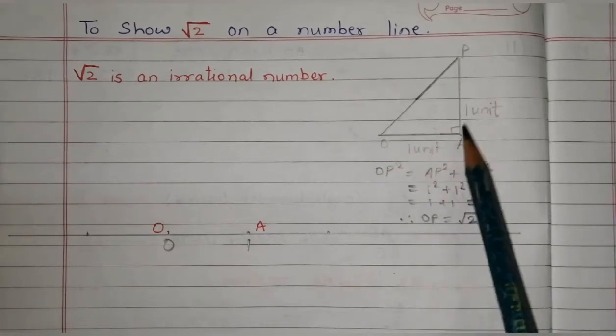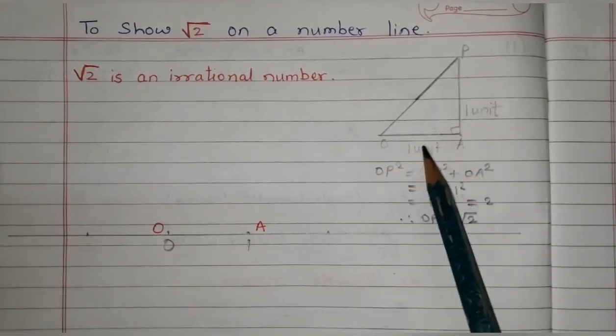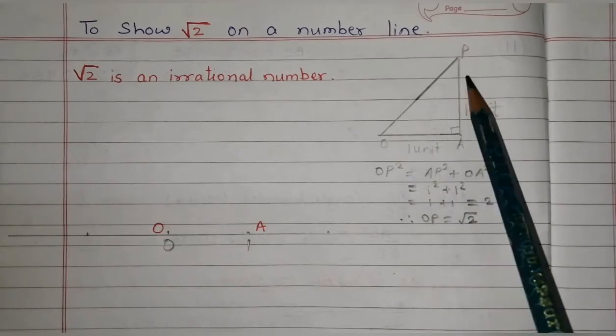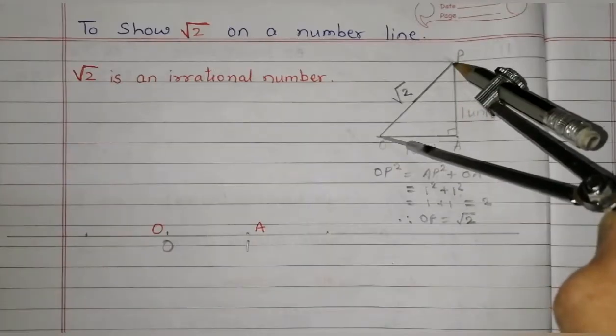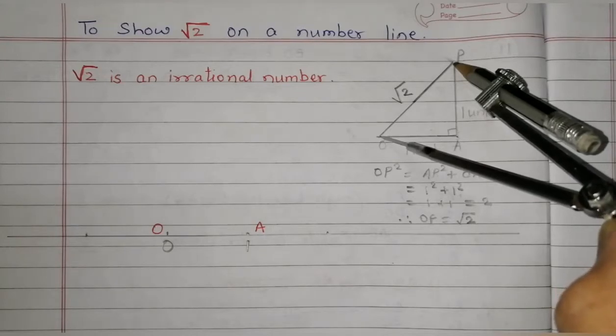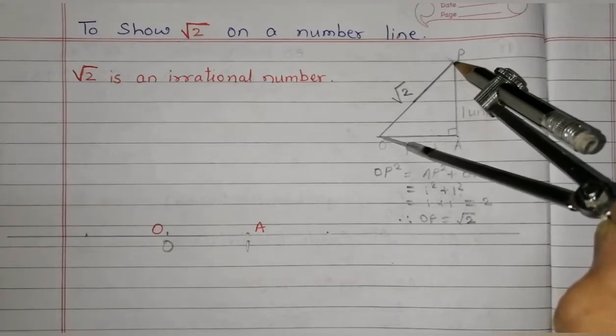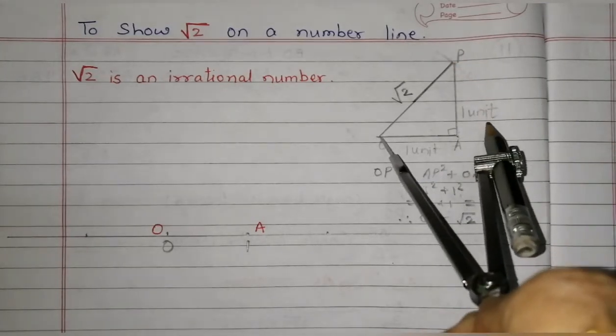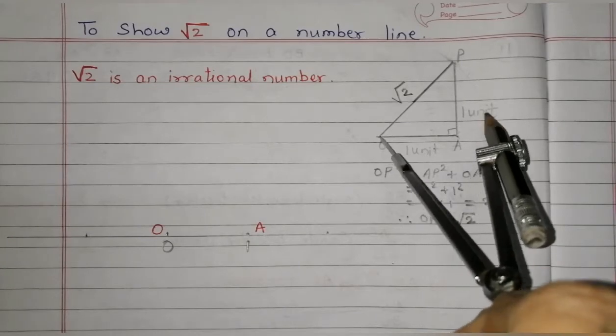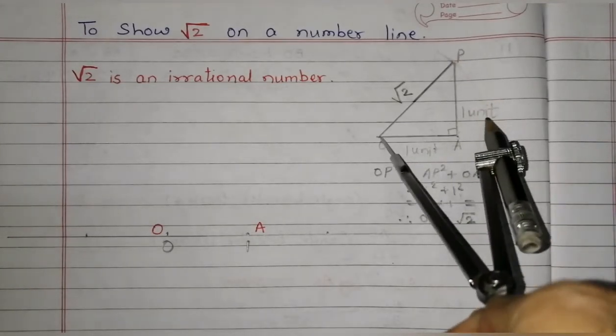So if OA and PA both are 1 unit, OP hypotenuse will be root 2. If we take distance OP in the compass, that will become root 2. And by taking this distance, if we draw any circle, its radius will be root 2.